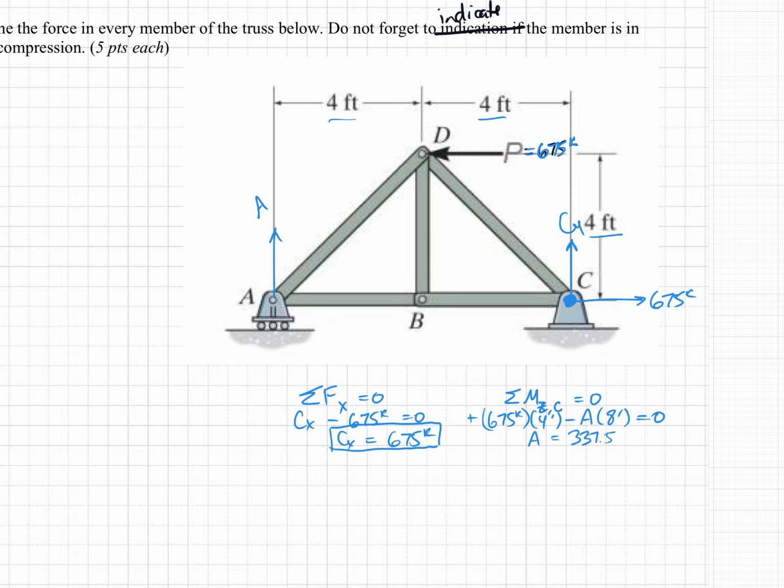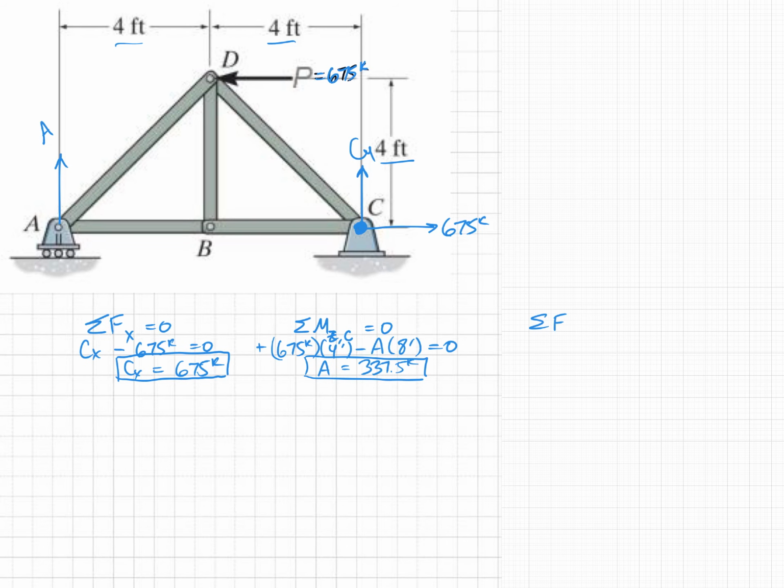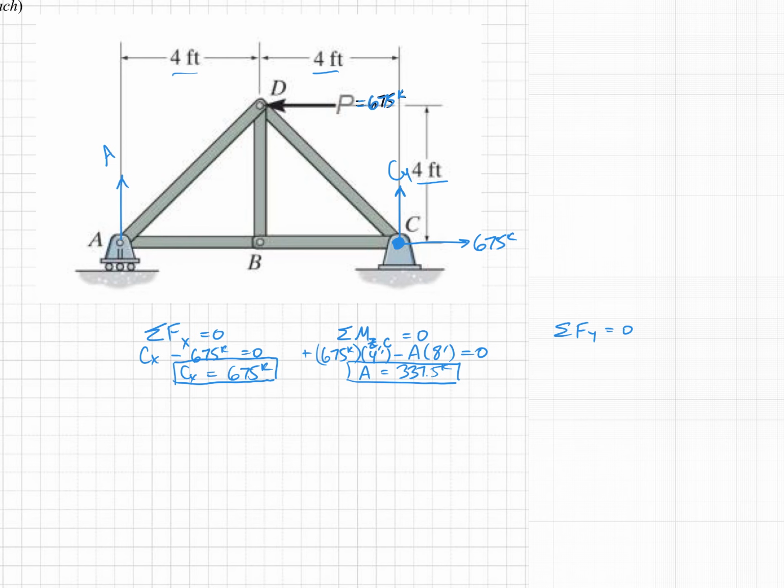All right, so there you go. Now we have to figure out the sum of the forces in the Y. Sum of the forces in the Y equals 0. We've only got CY and A. So CY plus A, which is 337.5 kips, equals 0. So CY equals negative 337.5 kips.